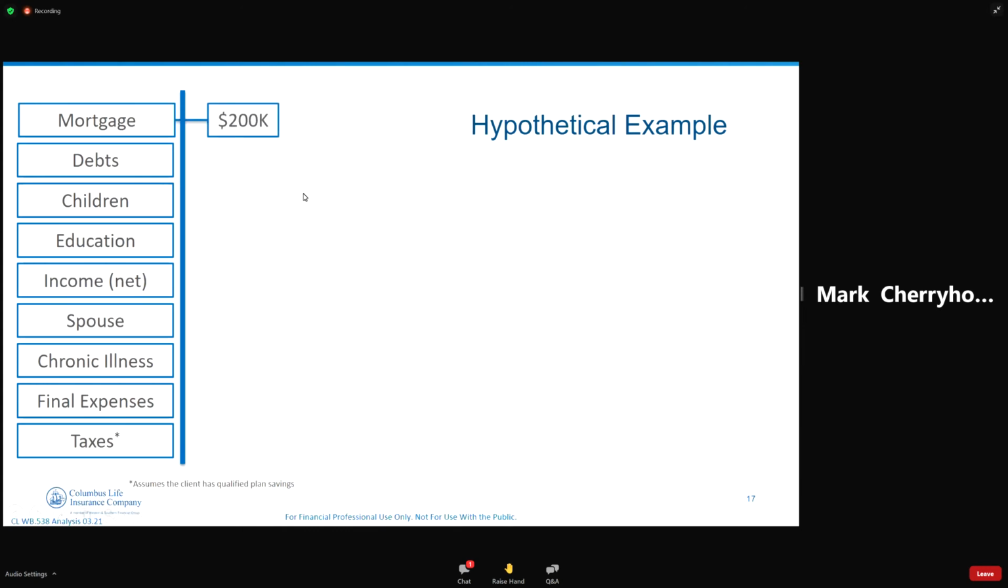So we've got a mortgage here. He's got $200,000, let's just say. These are all numbers that are just hypothetical, obviously, but let's just walk you through a sample. They own a home. They still owe $200,000 on it. In addition to that, they've got some debts that they've incurred.